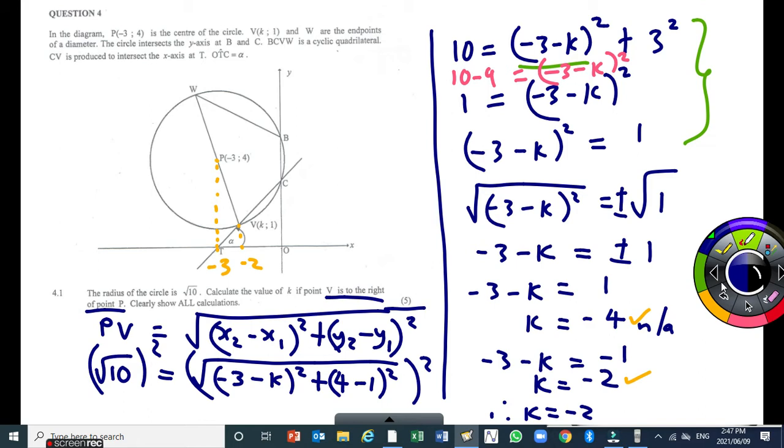So here, when you are answering questions on analytical geometry, you must use common sense. Common sense is extremely important when you are answering analytical geometry, because these questions are more like problem solving. So you use common sense to answer all the questions. All right?